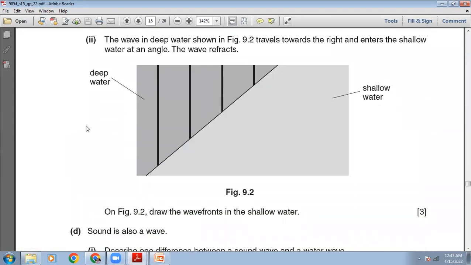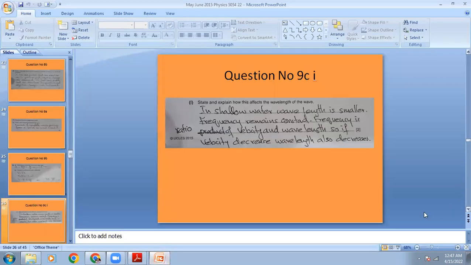It says the wave in the deep water shown in figure 9.2 travels towards the right and enters the shallow water at an angle. The wave refracts. Refract means it will change its direction. On figure 9.2, draw the wavefronts in the shallow water. Okay, it's a 3 marks question and a very, very important question. So let's have a look at how we do this.